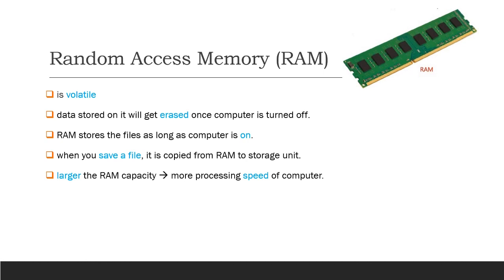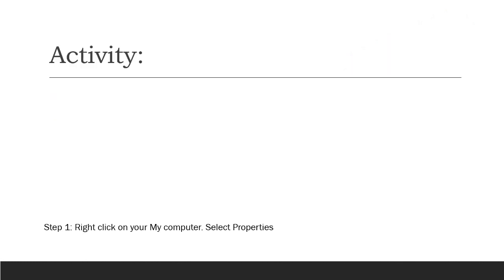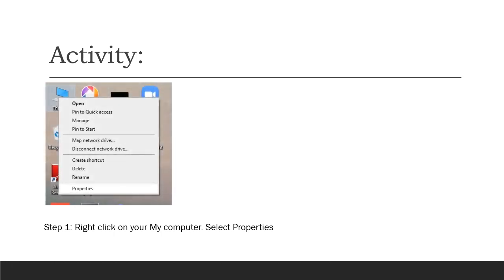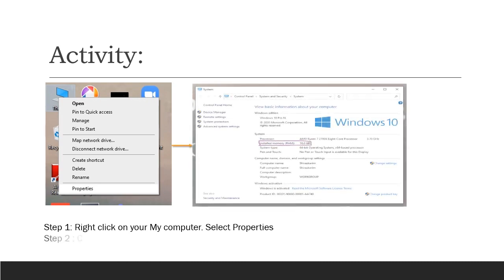Now there is an activity given in your textbook, that is how to find the RAM capacity of our computer. For that, right click on your My Computer icon. There you can see Properties. Click on that, which will take you to another window like this. There you can see the installed memory RAM, 16 GB. That is my RAM size. So like this, you all can view your computer's RAM size. This is an activity for you all.